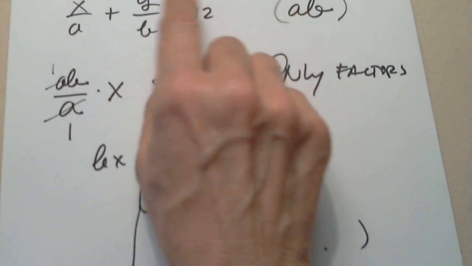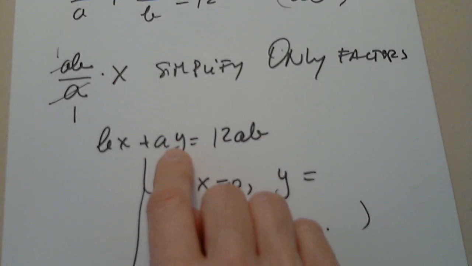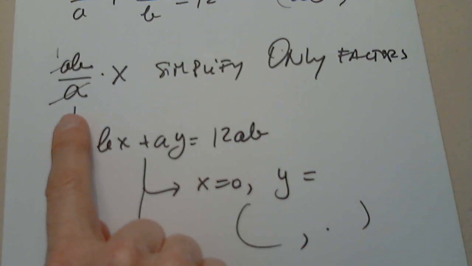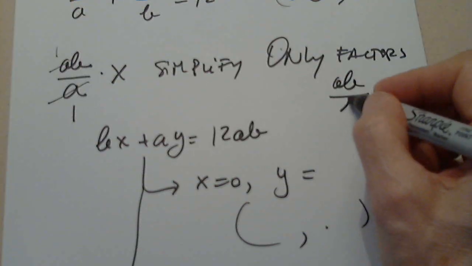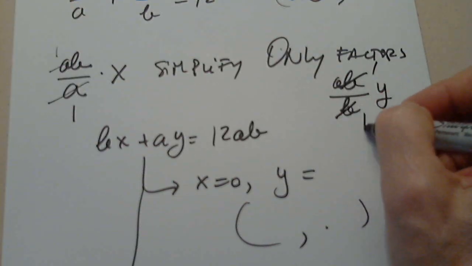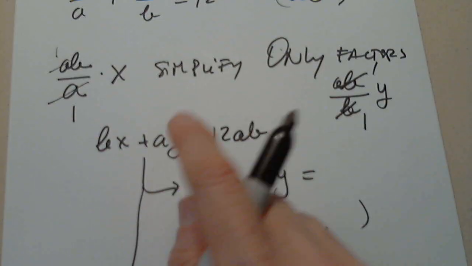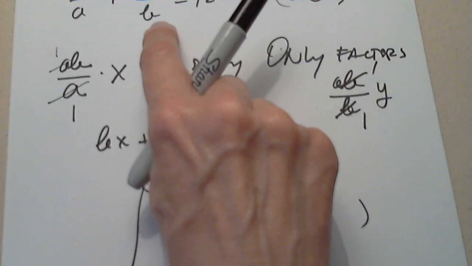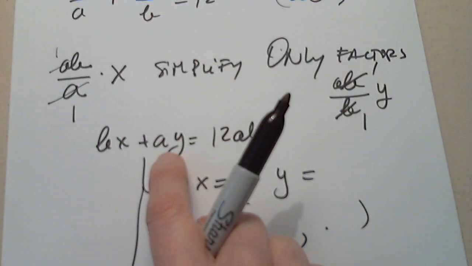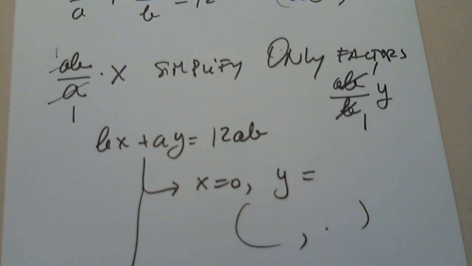Here, when I multiply by AB, I will be simplifying the B, so I still have an AY. In the same way, AB divided by B times Y, I simplify the B, and I am left with AY. So from AB, I simplify by A, and I get B. From AB, I simplify by B, and I get A. Here, I cannot simplify anything. Is this okay?